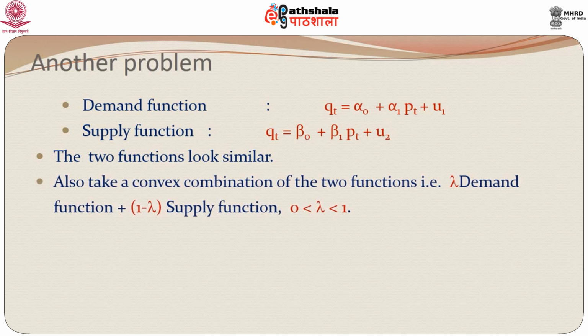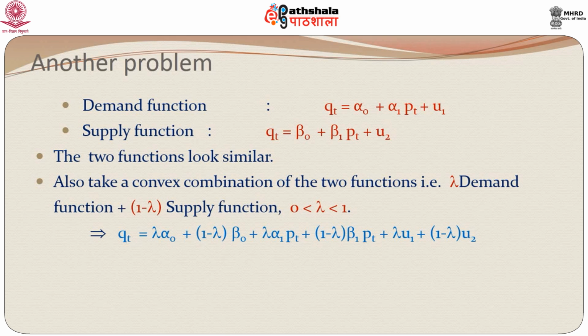Moreover, if we take a convex combination of the two functions, that is, we multiply the demand function by a lambda value which is between 0 and 1 and multiply the supply function by 1 minus lambda and then add these two up, we will end up with Qt equal to lambda alpha naught plus 1 minus lambda beta naught plus lambda alpha 1 Pt plus 1 minus lambda beta 1 Pt plus lambda U1 plus 1 minus lambda U2.